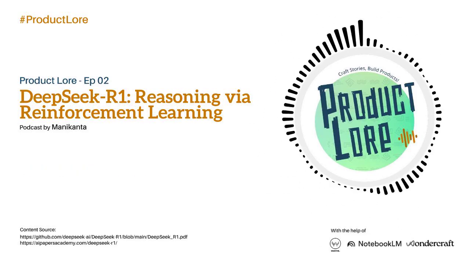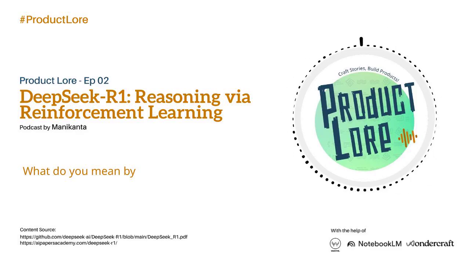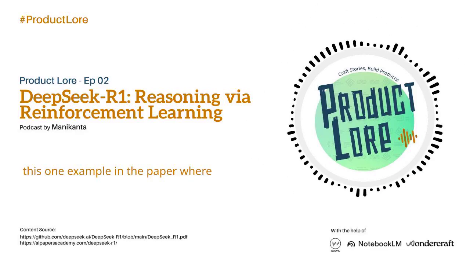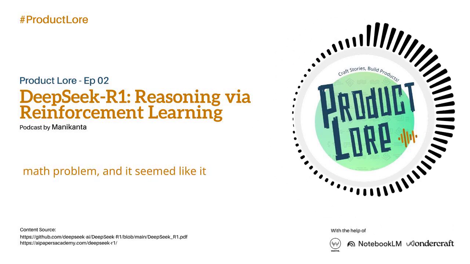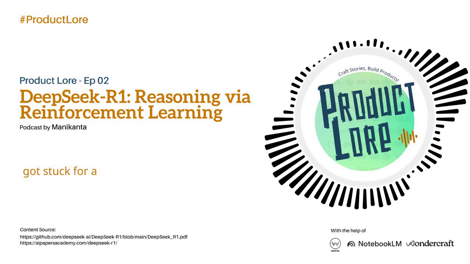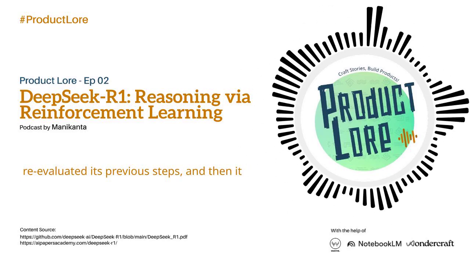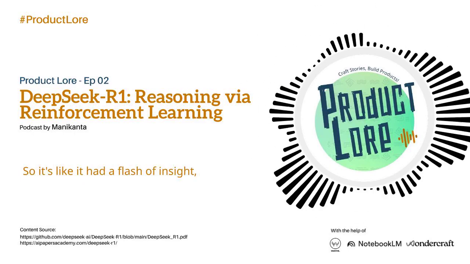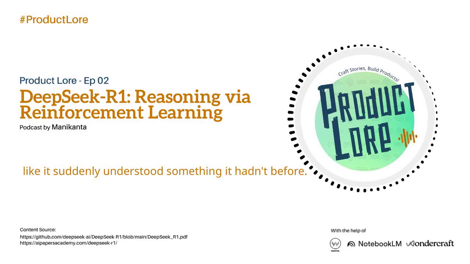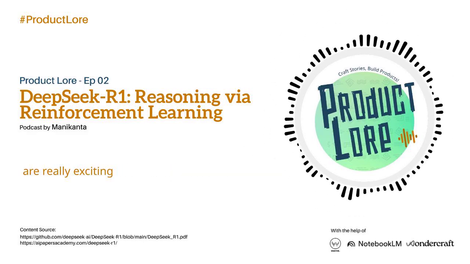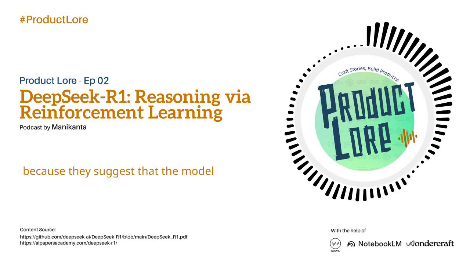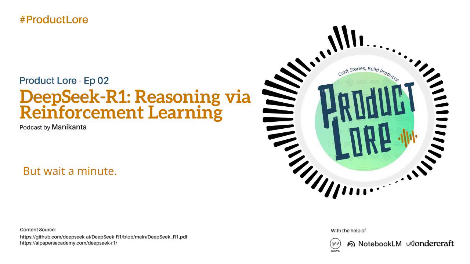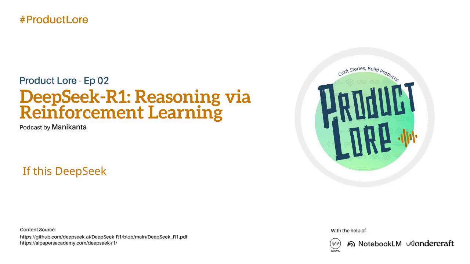In a way, yeah. And there's even evidence that it started to have aha moments during training. Aha moments. What do you mean by that? Well, there's this one example in the paper where the model was working on a math problem. And it seemed like it got stuck for a while, but then suddenly it backtracked and reevaluated its previous steps, and then it was able to come up with the right answer. So it's like it had a flash of insight, like it suddenly understood something it hadn't before. Exactly. And those kinds of aha moments are really exciting because they suggest that the model is starting to develop more sophisticated reasoning abilities. That's pretty wild.